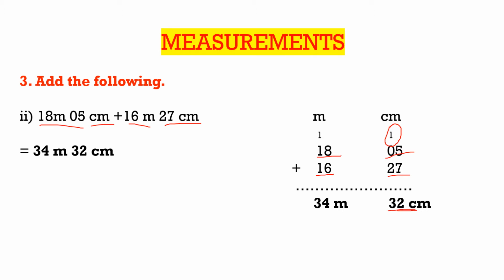Then move to meter column. 8 plus 6 is 14, write down 4 and take the carry over 1. Then add carry over 1 with 1 and 1. 1 plus 1 plus 1 is 3. We get 34 meter. We get 18 meter 05 centimeter plus 16 meter 27 centimeter is 34 meter and 32 centimeter.